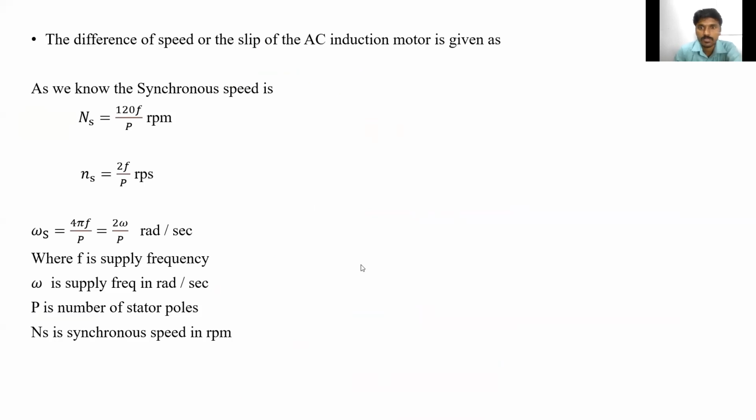Okay, so what is the formula for finding the synchronous speed? What is the equation for finding the synchronous speed? Ns is equal to 120 F upon P. Is it clear? So this is the formula for finding the synchronous speed. Ns is equal to 120 F upon P. This is the basic equation, and this is in rotations per minute.